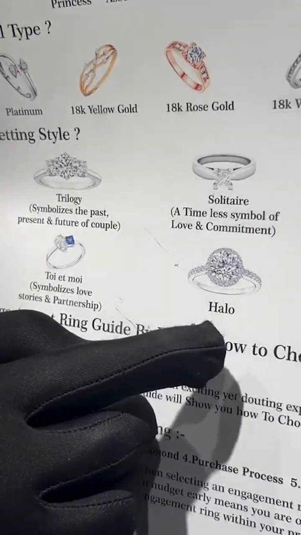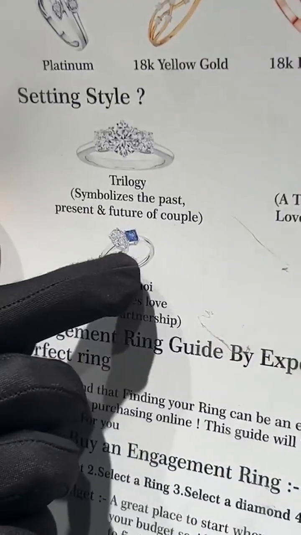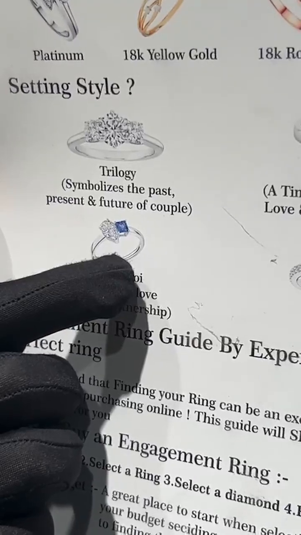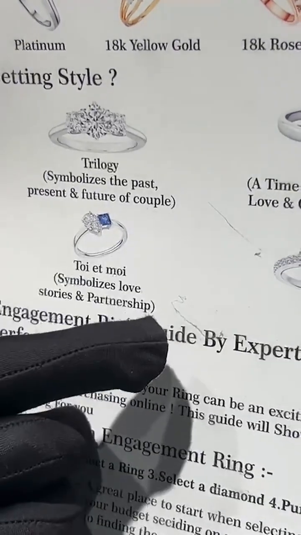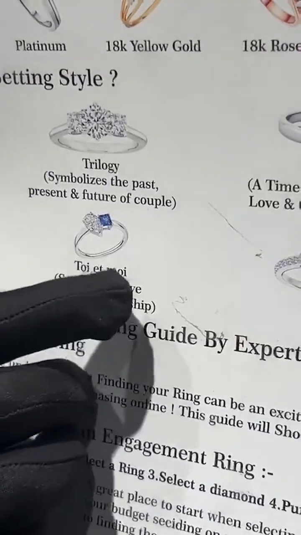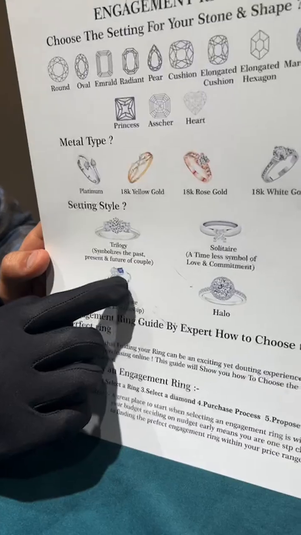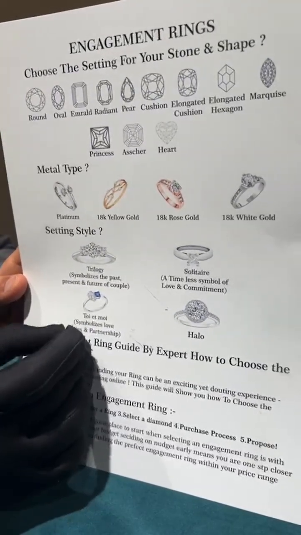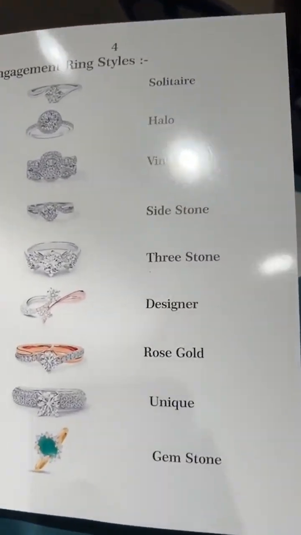Another famous one right now is the Toi et Moi, which is the same ring that was bought for Aditi Rao Hydari for her engagement, where it's a princess cut and a pear-shaped diamond, which symbolizes love and partnership. In the picture it is a sapphire and a diamond, but normally both are diamonds. Toi et Moi is a French phrase for you and me, love and partnership. These are more of the engagement style rings.